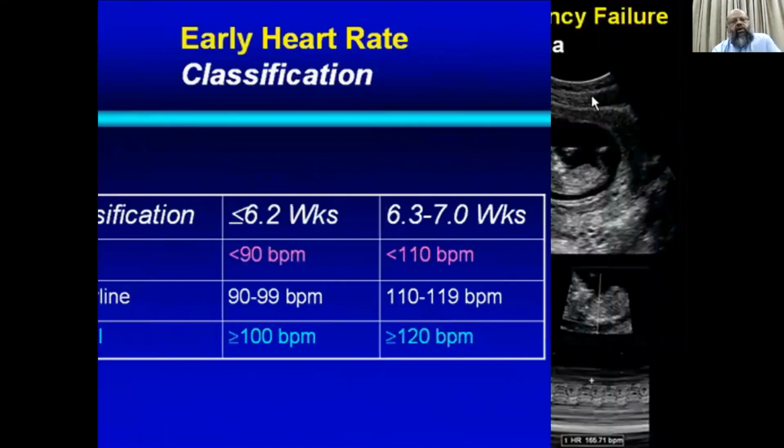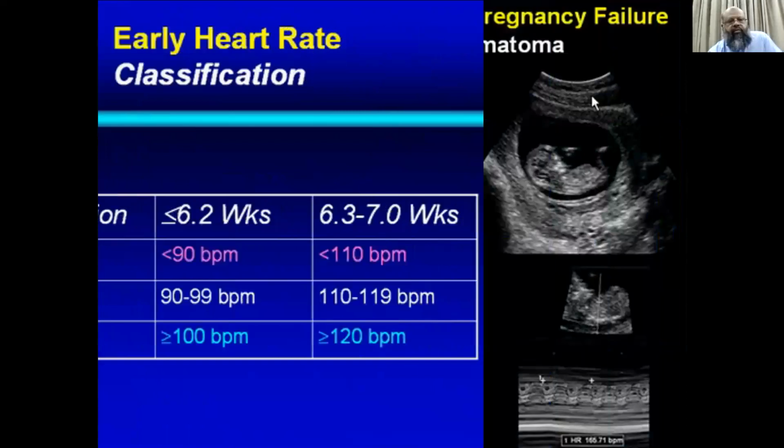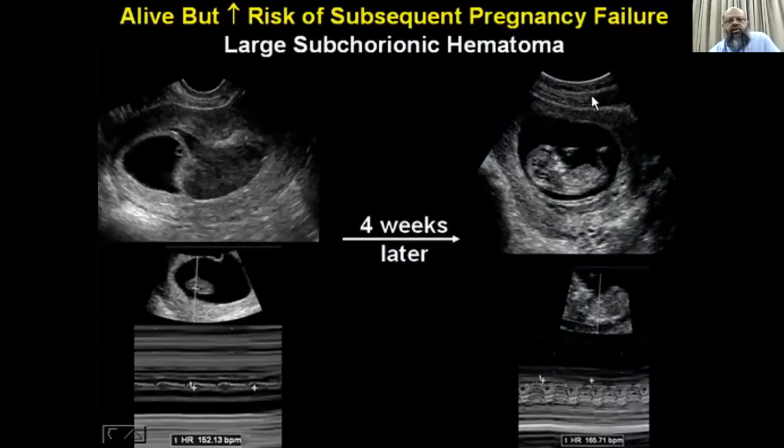The embryo is alive, but there is an increased risk of subsequent failure. We get a large subchorionic hematoma. This is a large subchorionic hematoma here, and it was very large, and 4 weeks later it is still there, but there is regression of the hematoma. So there will be increased risk.